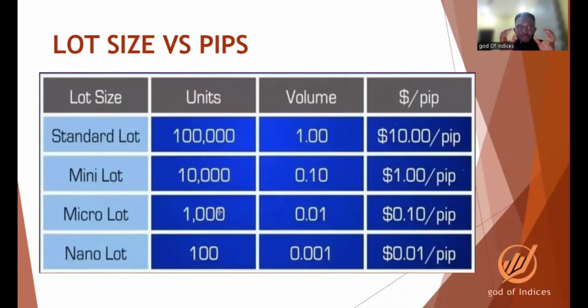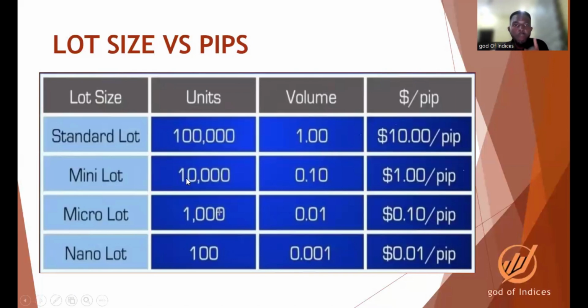So we have 4 lot size classifications. We have the standard lot, the mini lot, the micro lot, and the nano lot. The standard lot means we are buying 100,000 units of a particular currency. So if it's EUR/USD, you are buying 100,000 units. For every 1 pip movement, that will give you $10.